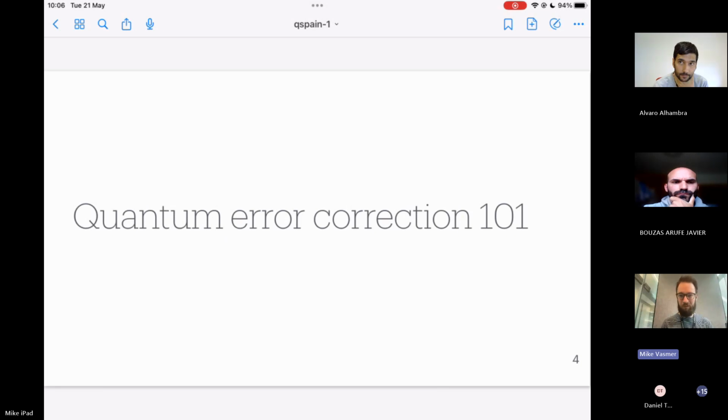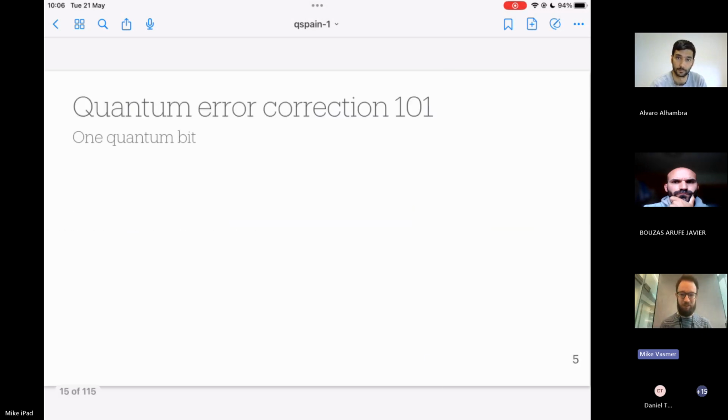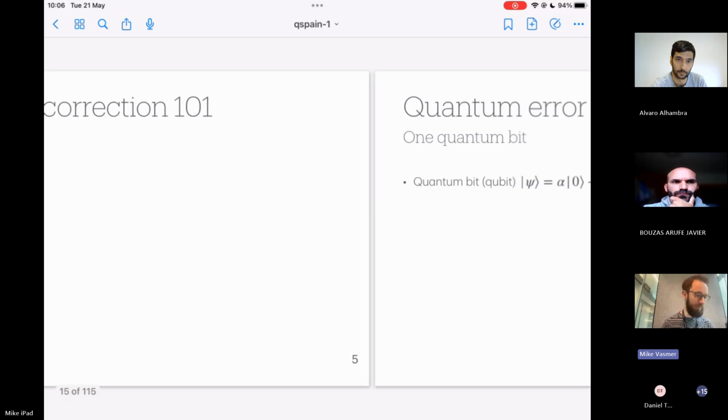So I think I was telling Alvaro just before the call that I gave a talk last week for a machine learning audience, giving some quantum error correction kind of overview. So I think this first slide is probably a bit basic for this audience. We'll skip through it quickly.